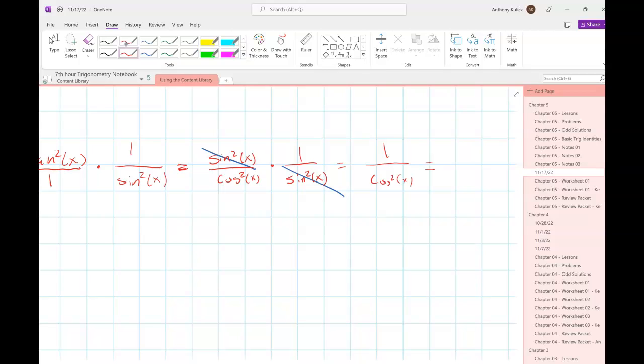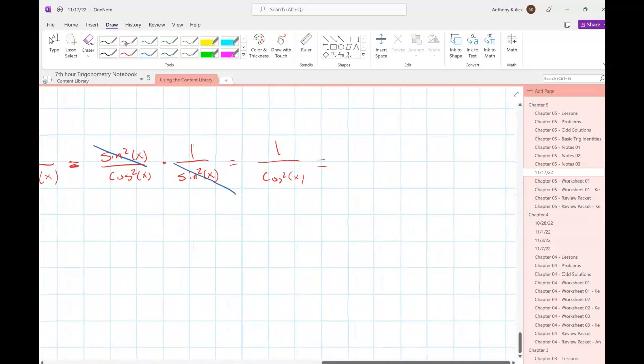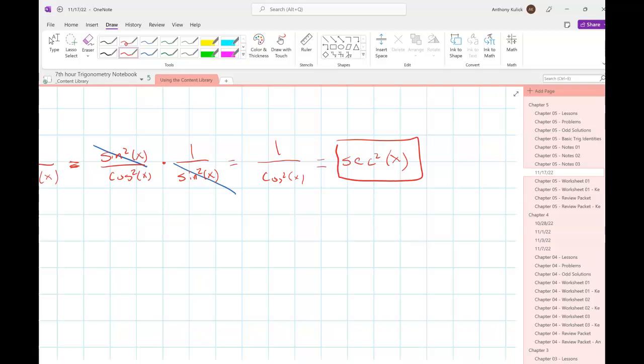Anybody see it? There is an identity to use here. Yeah, you can write it as secant squared because it's 1 over cosine squared. And that's as good as we can do. We got it down to a single thing.